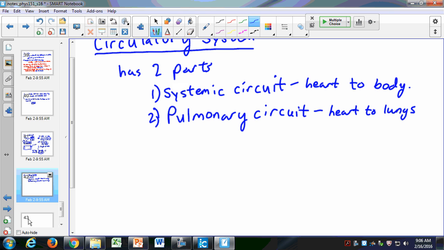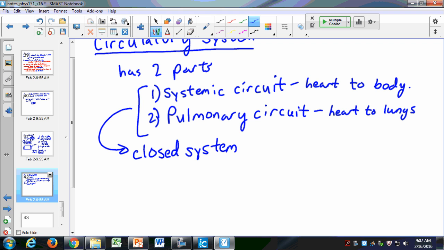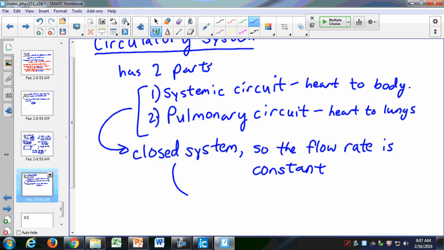We'll consider both of these systems to be a closed system. They talk about this in your book. It's a closed system, so the flow rate will be constant. This isn't entirely true, but it's almost true. Remember, when we say that we have a closed system, that means that there are no fluids entering or leaving the system.